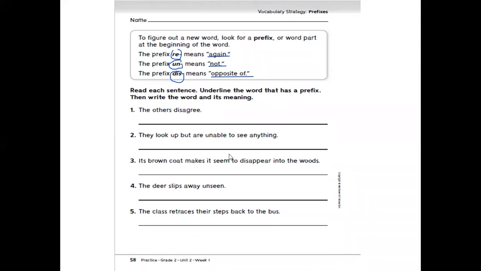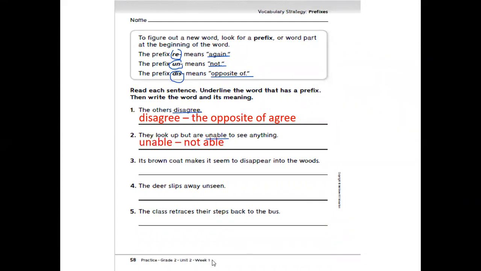Here we have: read each sentence, underline the word that has a prefix, then write the word and its meaning. The others disagree. Here we have the word disagree. What's the meaning of disagree? We have the prefix dis. Dis means opposite of, so it means the opposite of agree. They look up but are unable to see anything. So here we have unable. What's the meaning of unable? Not able to see anything.